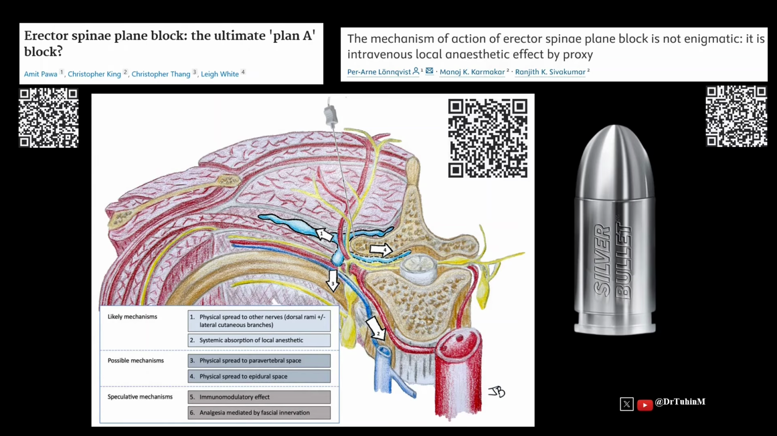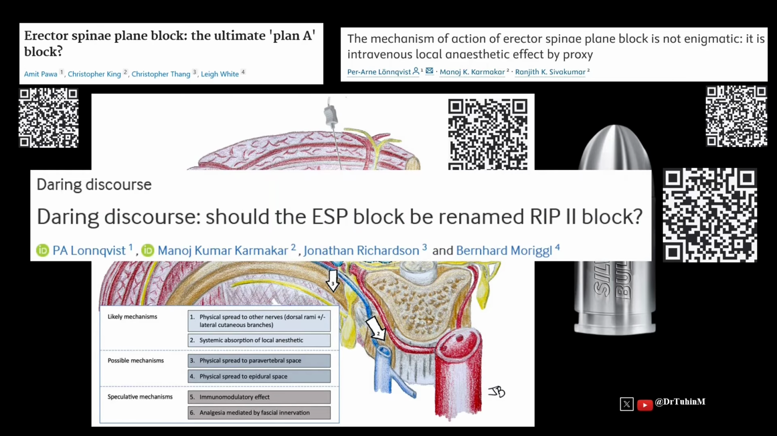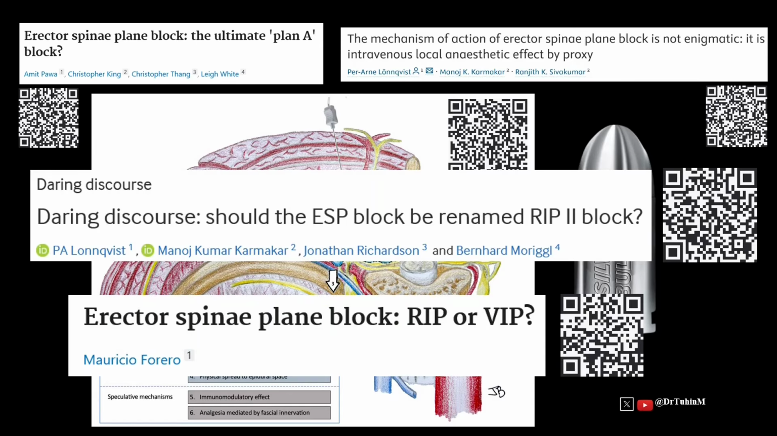Sishi sir was telling that it is a rib block. Dr. Manoj Karmakar has mentioned it, but I don't agree with the rib block. Every block has its own indication, and with our knowledge and understanding, we can decide where to do this block and how much effect to expect from that block.